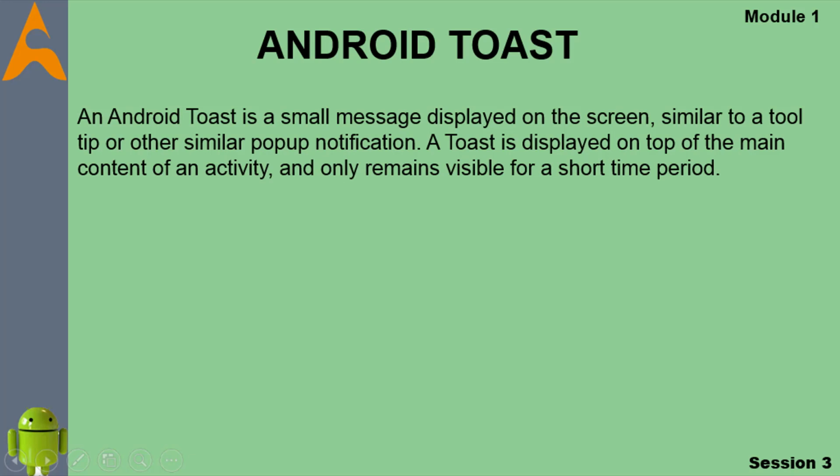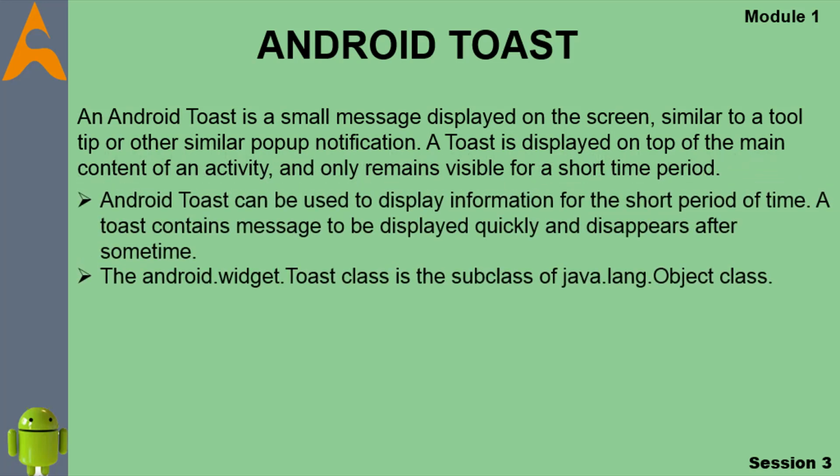Now let's see Android Toast. An Android Toast is a small message displayed on the screen, similar to a tooltip or other similar pop-up notification. A toast is displayed on top of the main content of an activity, and only remains visible for a short time period. Android Toast can be used to display information for a short period of time. A toast contains a message to be displayed quickly and disappears after some time. The android.widget.Toast class is the subclass of java.lang.Object class. Let's see it with an example.